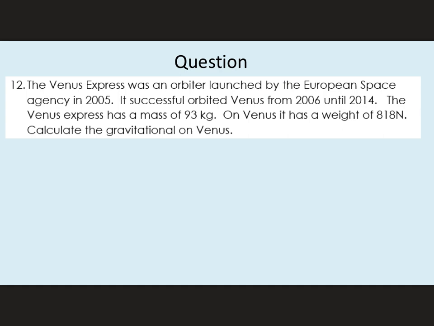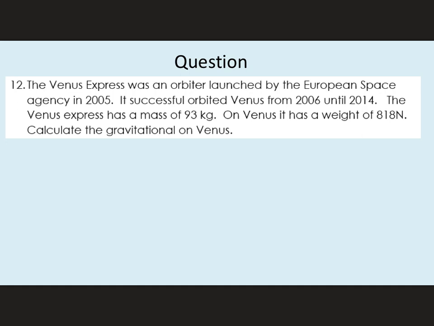We're now on question 12. What I'd like you to do is make sure that this is completed beforehand. So if you haven't completed question 12, please pause the video now, complete the question, and then restart the video to listen to the answer. Because this is an interesting question regarding the Venus Express, which was an orbiter launched by the European Space Agency in 2005. It successfully orbited Venus from 2006 to 2014.